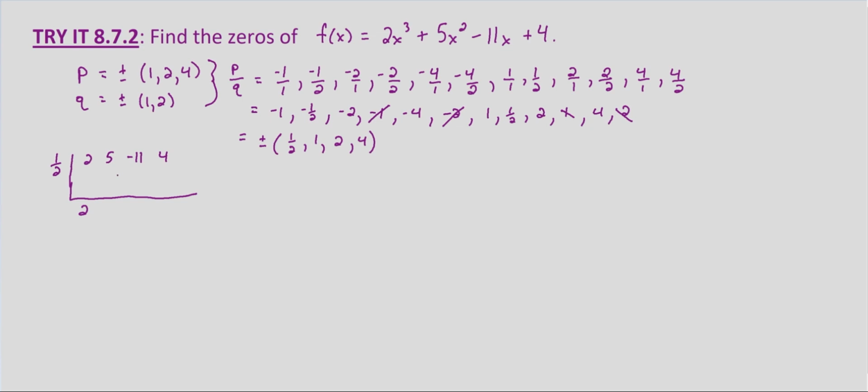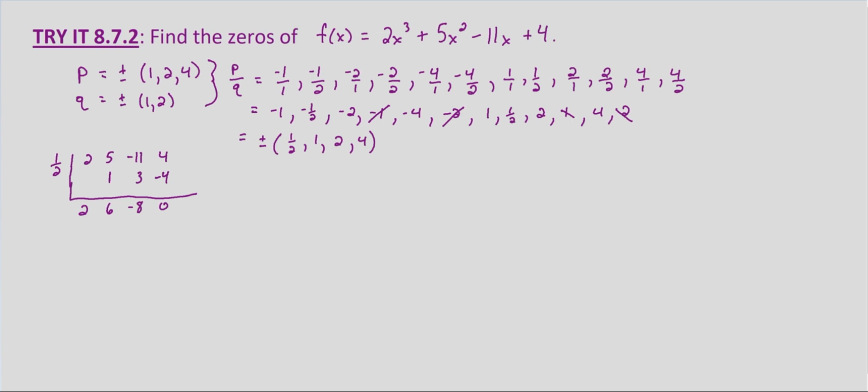1/2 times 2 is 1. And then 5 plus 1 is 6. 1/2 times 6 is 3. Negative 11 plus 3 is negative 8. 1/2 times negative 8 is negative 4. And then 4 plus negative 4 is 0. So it does go in. 1/2 goes into our polynomial, which means that x minus 1/2 is a factor.